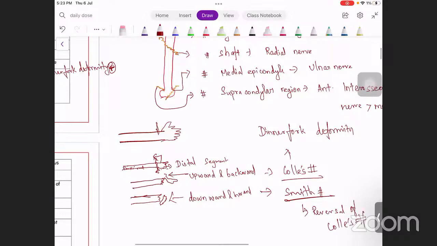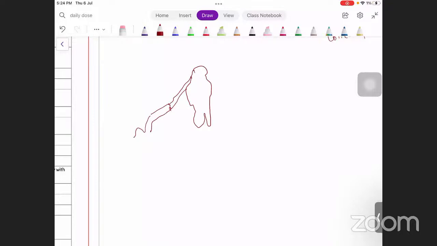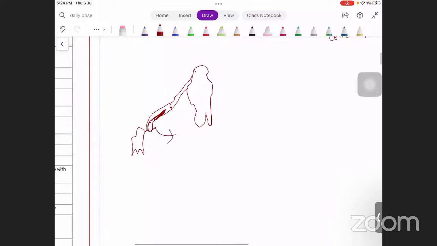Okay. Now you have the nursemaid elbow. The next important condition about the radius you have to know is nursemaid elbow. In nursemaid elbow, you have a radial head subluxation when the child is lifted by the wrist. Like a babysitter who holds the child's hands, and the child's hand is pulled upward. If you pull the child in the upward direction, there will be a radial head subluxation from the elbow joint.